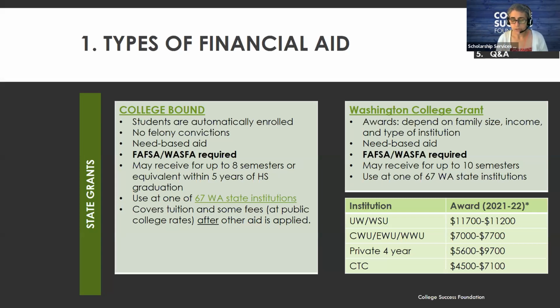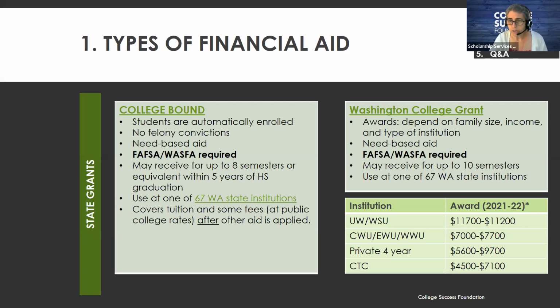One thing that I wanted to mention about College Bound. In the past, students had to register, but with the pandemic, the enrollment has been done automatically. So the Washington Student Achievement Council, in combination with OSPI, will actually enroll all eligible students into the program.